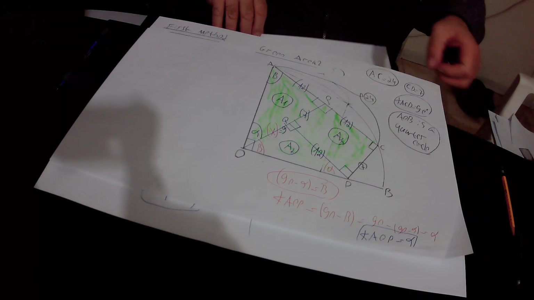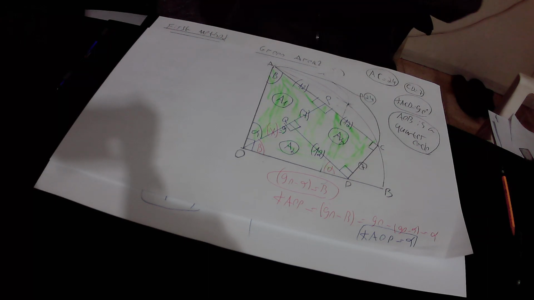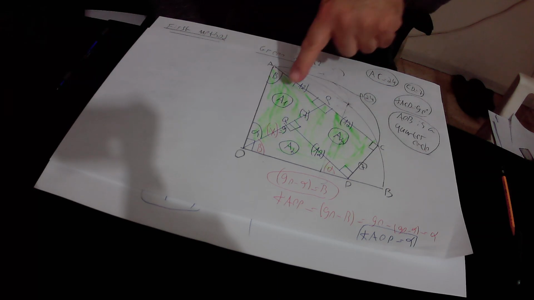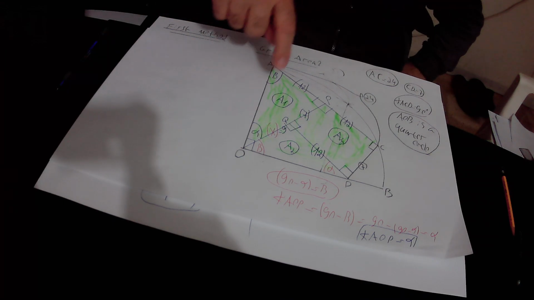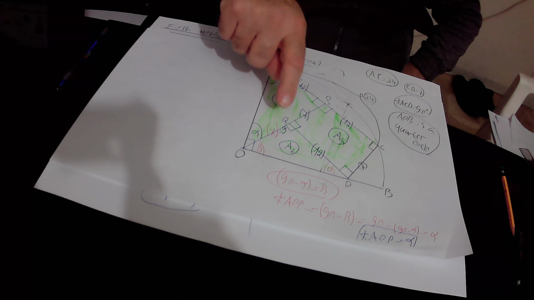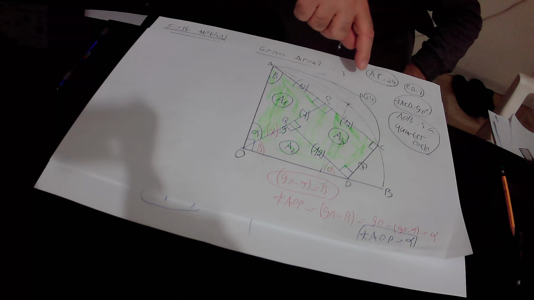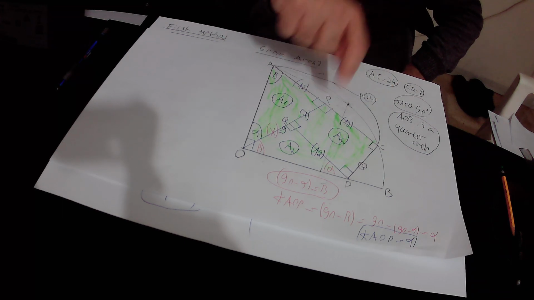Our mission is to find out the area of this green shape. We divided the area of the green shape into three parts. The first part is the area of the right triangle APO that we defined as A1. The second part is the area of the green triangle QOD, which we define as A2, plus the area of rectangle PCDQ. We define the area of the rectangle as A3.